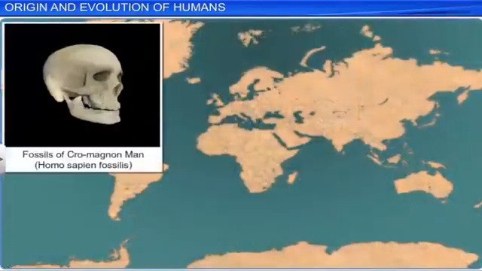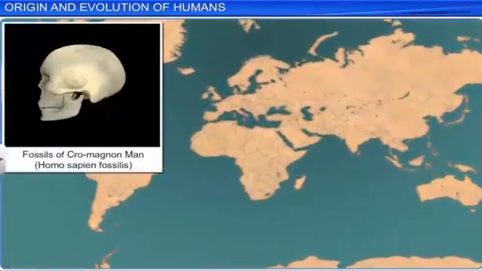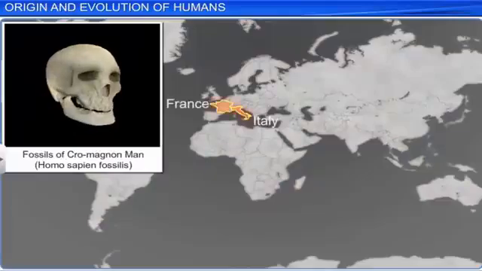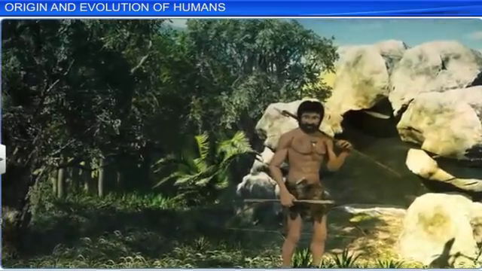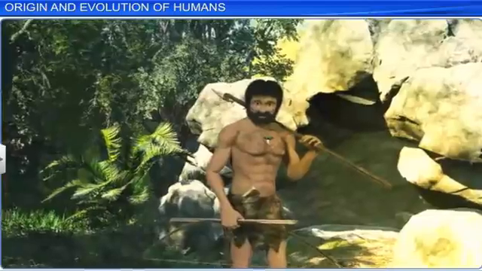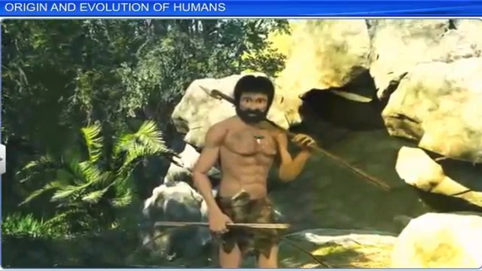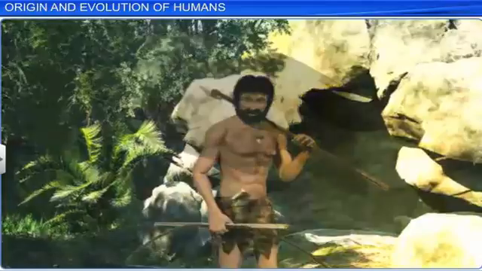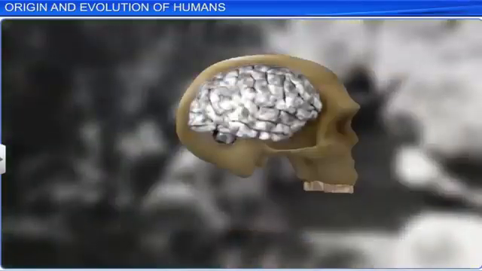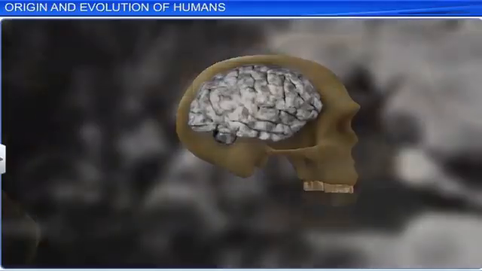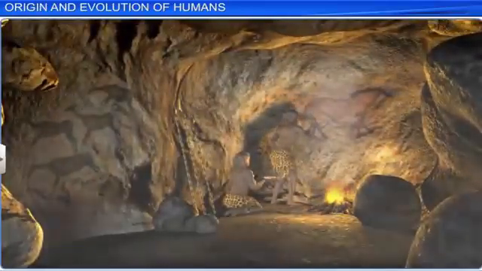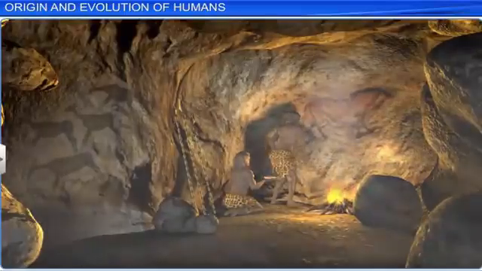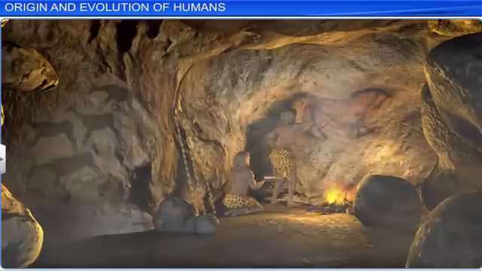Fossils of Cro-Magnon man were discovered from the caves of northwestern Italy and France. These fossils suggested that the Cro-Magnon man had evolved between 20,000 and 50,000 years ago during the last glacial period. And their brain capacity was about 1660 cubic centimeters. The members of the Cro-Magnon species were cave dwellers, good hunters, and carnivorous. They did not have any knowledge of agriculture and domestication of animals.